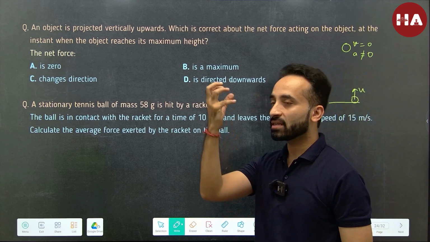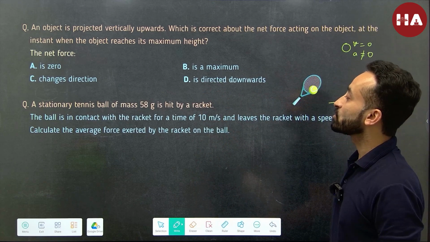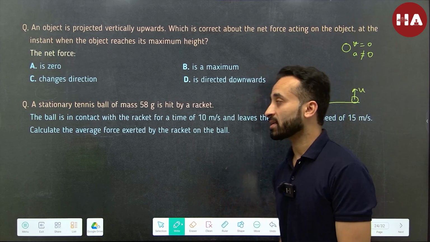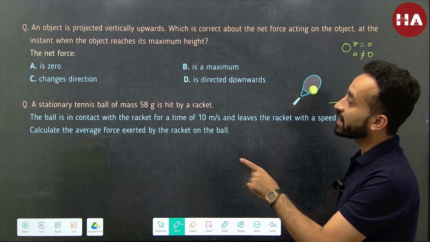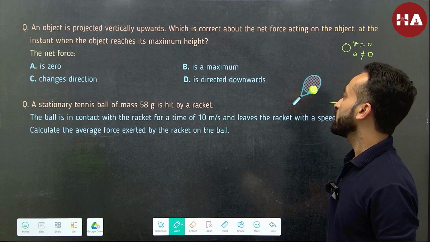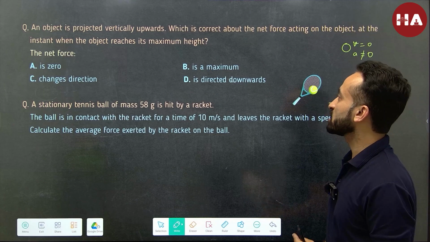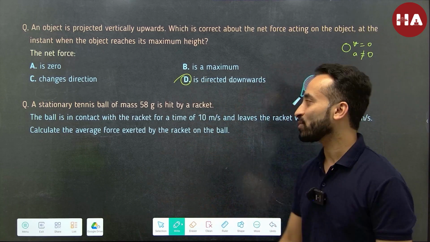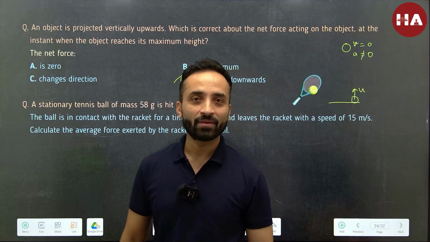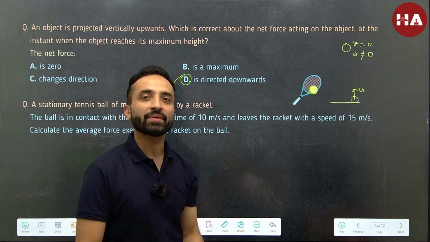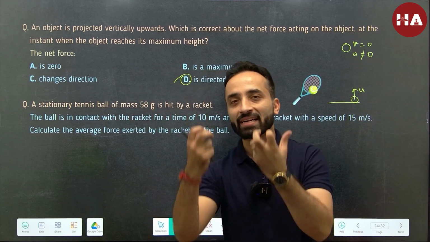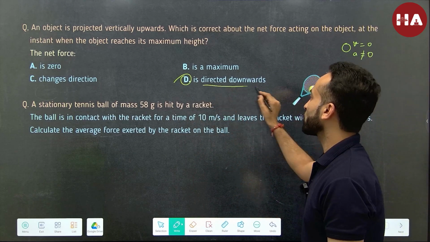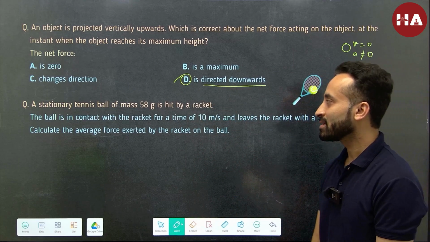No, the acceleration is still acting, right? So the net force is still there. The gravity has not stopped acting. So the net force acting on it is not 0, it is a maximum, it changes direction, it is directed downwards. So the answer is directed downwards. All through this journey, when the ball was going up and when it is coming down, gravity was always acting in the downward direction. So the force is always acting in the downward direction.